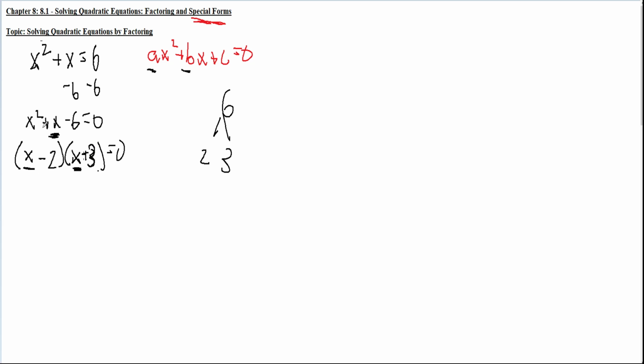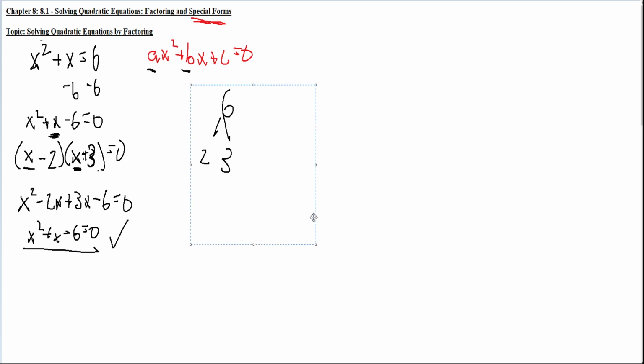So that way, and to check this, we can just FOIL, right? So we have x times x, which gives us x squared, and we have -2 times x, which gives us -2x. And then we can do x times 3, which gives us 3x, and then -2 times +3, which gives us -6. And then we add like terms, and we end up with x squared plus x minus 6 equaling 0. So we end up with the same quadratic equation that we had in the beginning, so we know that we're right.